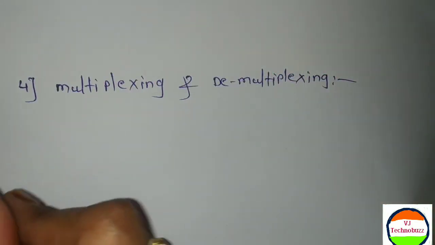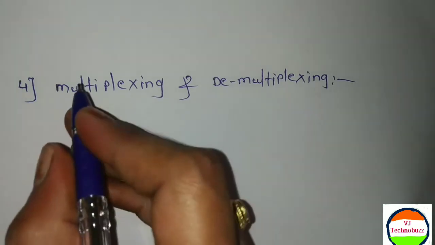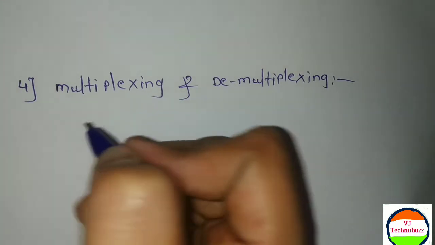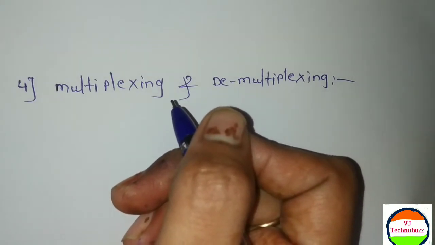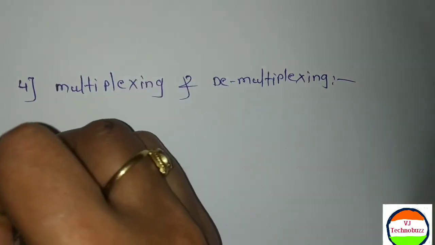Multiplexing and demultiplexing allows simultaneous use of different applications over a network which is running on a host.